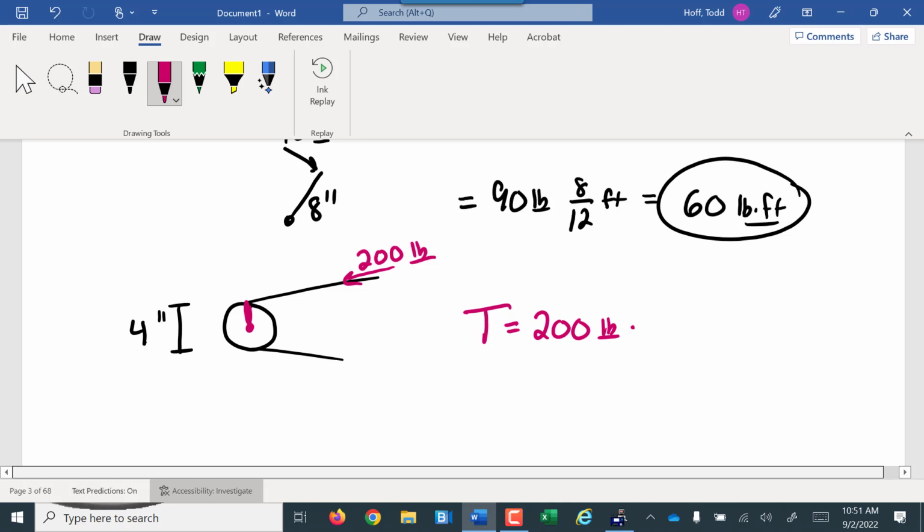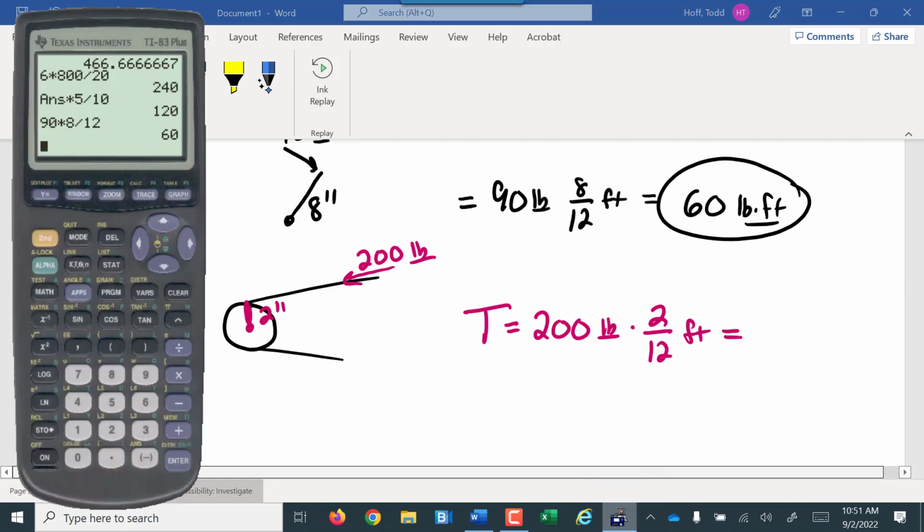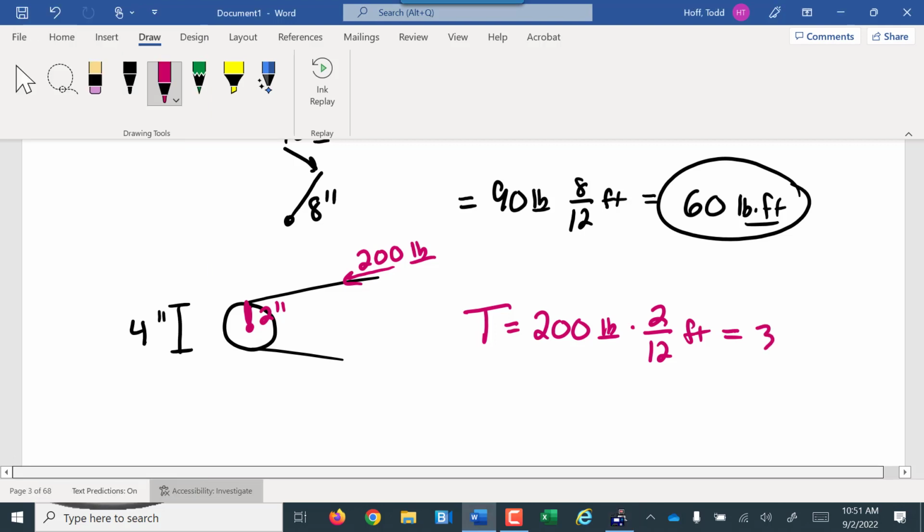Careful. Why is it 2 over 12? Because the diameter is 4, the moment arm is just the radius. So it's half the diameter. So 200 times 2 divided by 12 gives us 33.33. So preferably you'd have at least 35 foot-pounds of torque available from that motor.